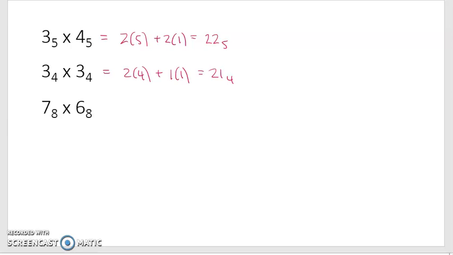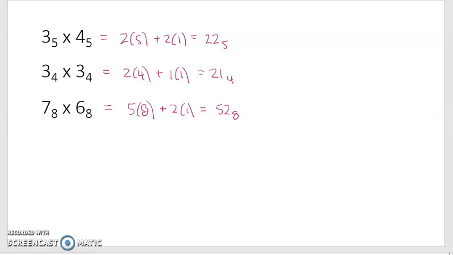7 times 6 in base 8. Okay, well, 7 times 6 is 42. And 42 would be 5 eights, which is 40, plus 2 left over. So 7 times 6 in base 8 would be 52, base 8.